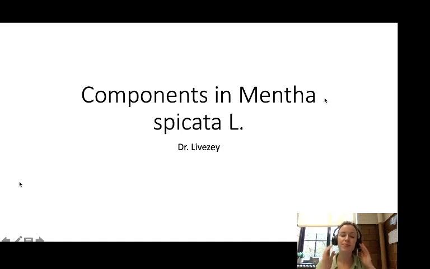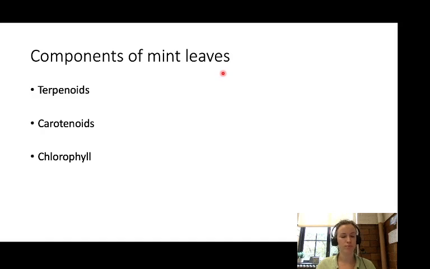Hello folks. This week we are going to be performing an extraction from mint leaves. And so as we're performing this extraction, there are a variety of compounds that we're going to be extracting. Listed here are just some of those compounds. So terpenoids, carotenoids, and chlorophylls. What are all of these molecules?